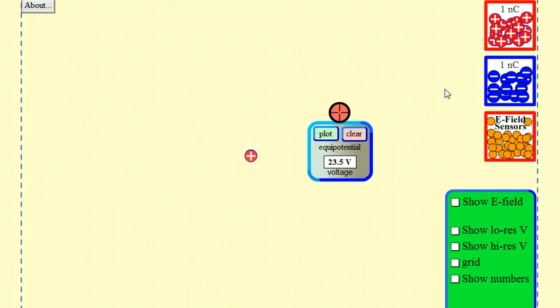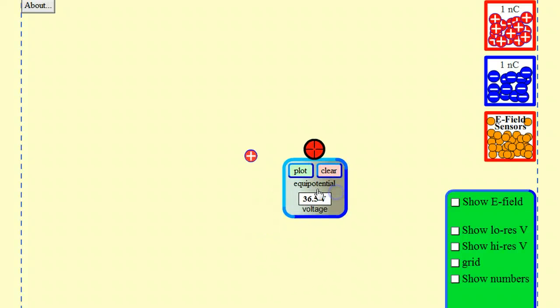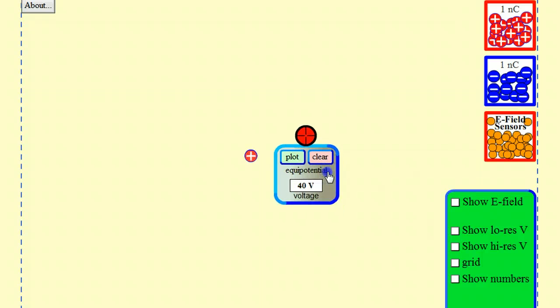Alright, here we have the PhET simulator for electric fields, and I can turn those on and off if I like, but for now I'm going to leave them off. Here is a little gauge that I had not really shown you previously, but here it is, and as the name implies, it tells us the electric potential in volts.